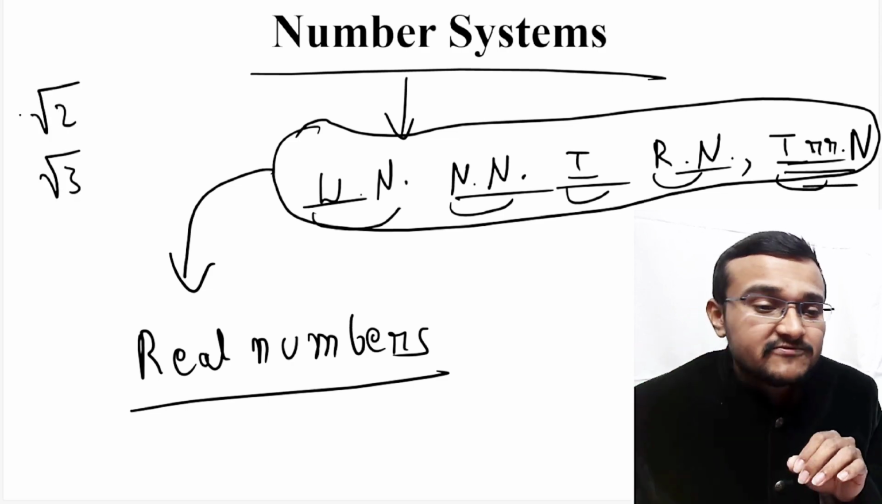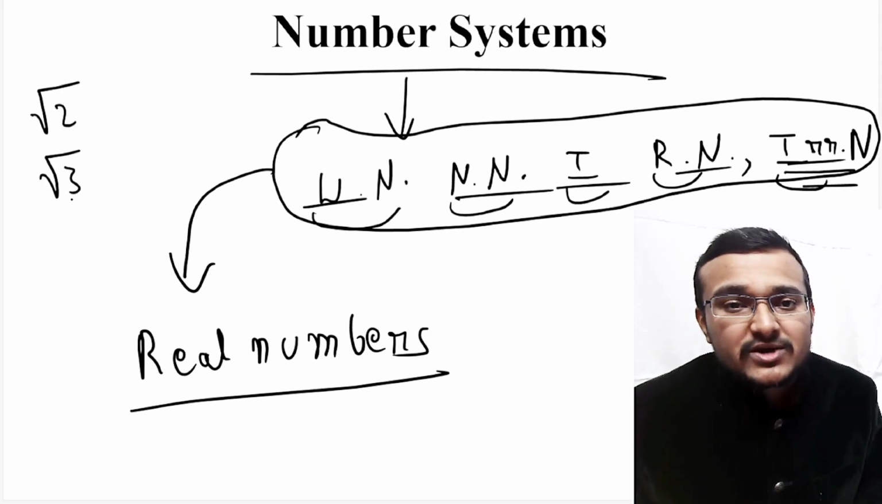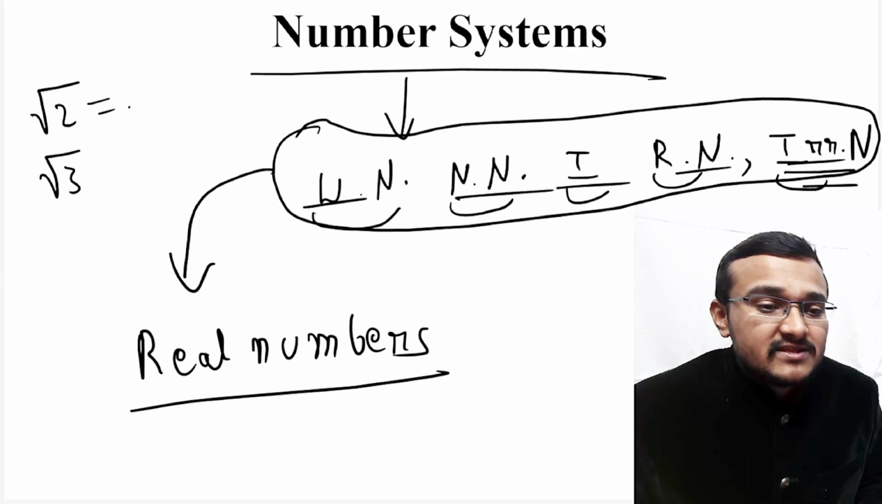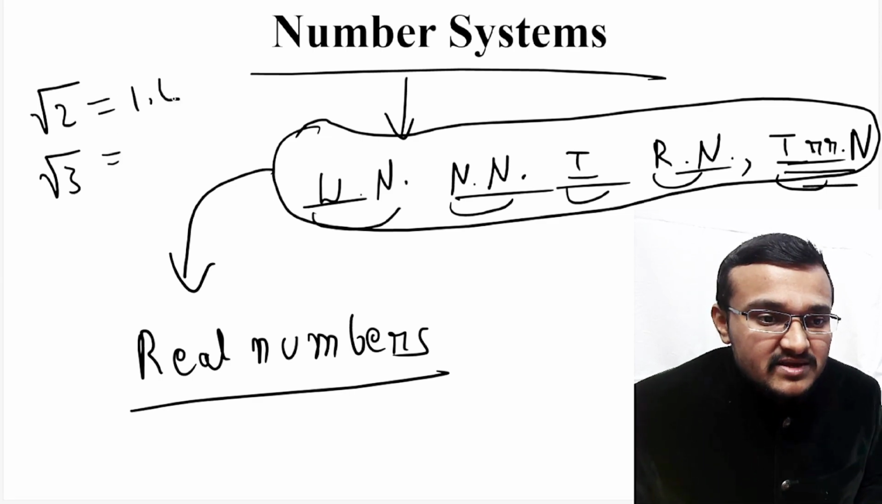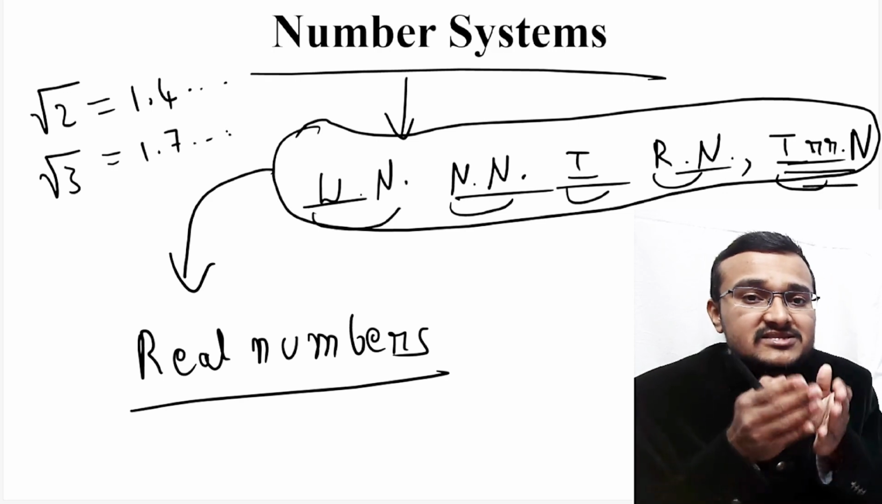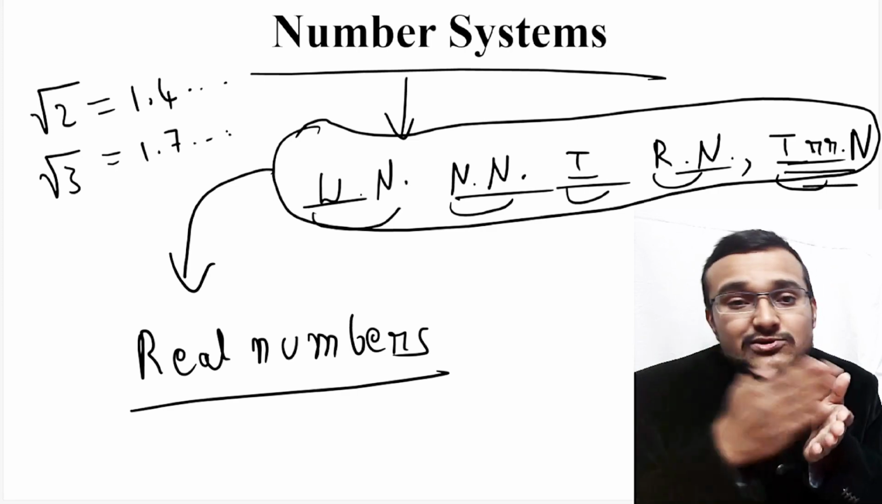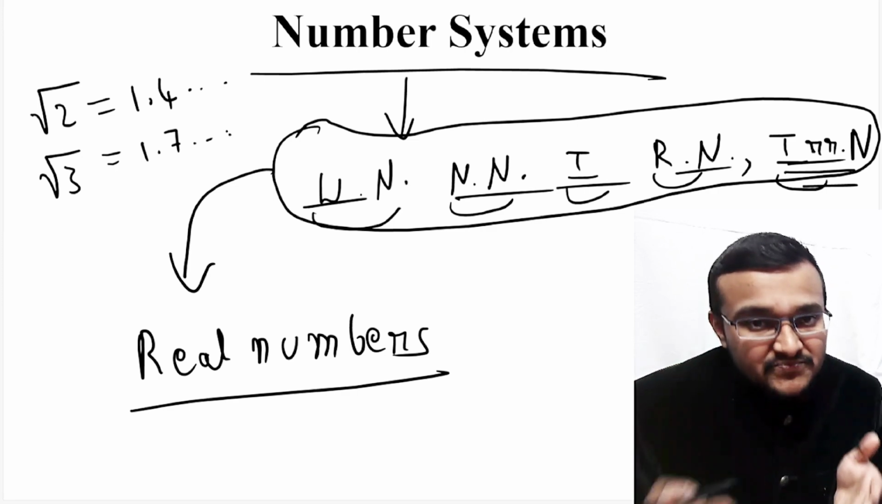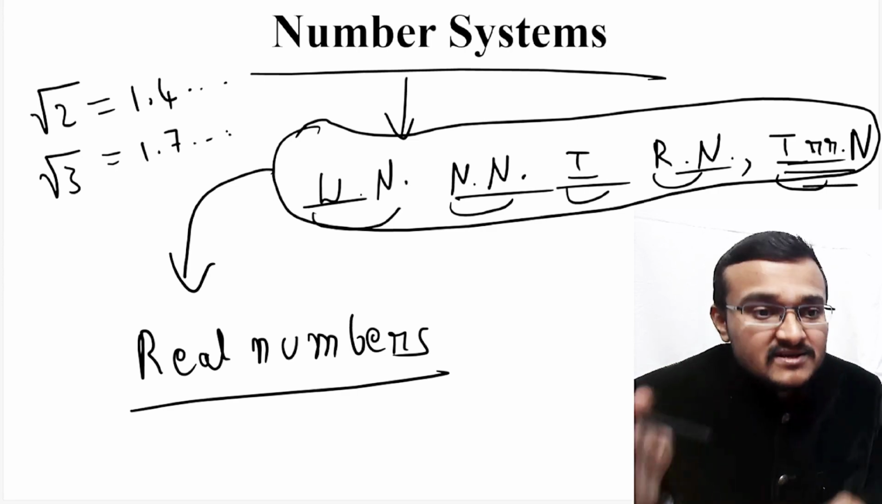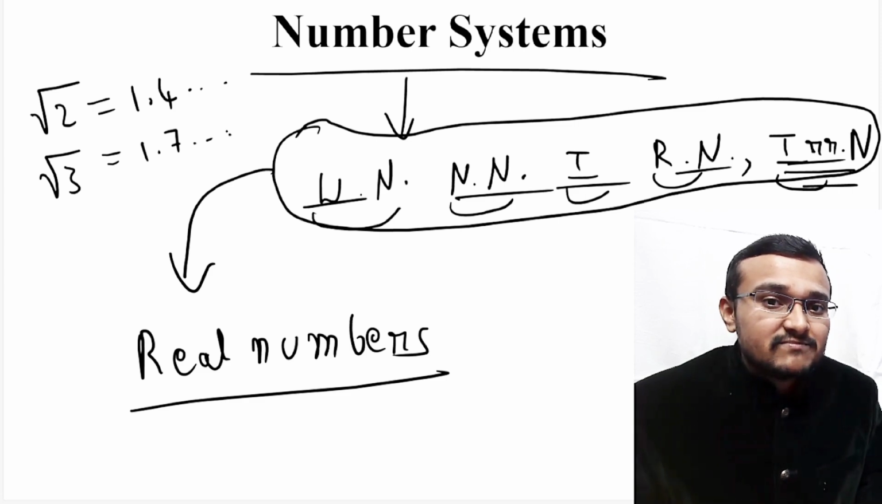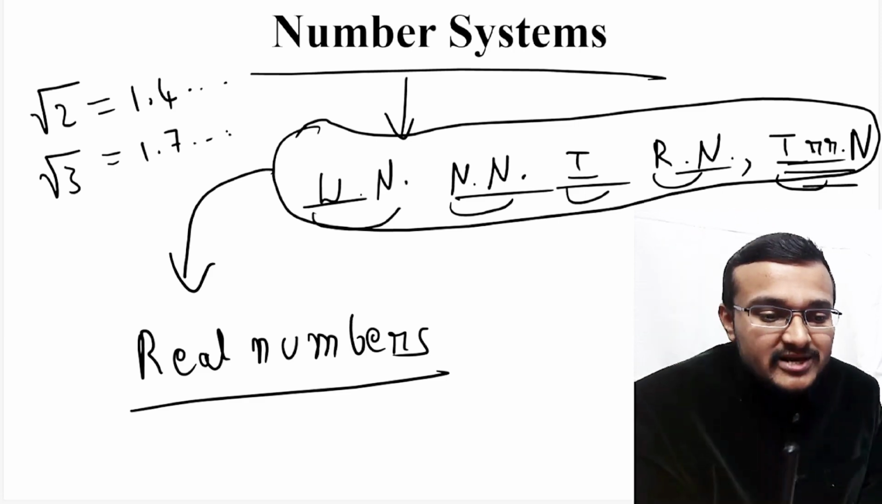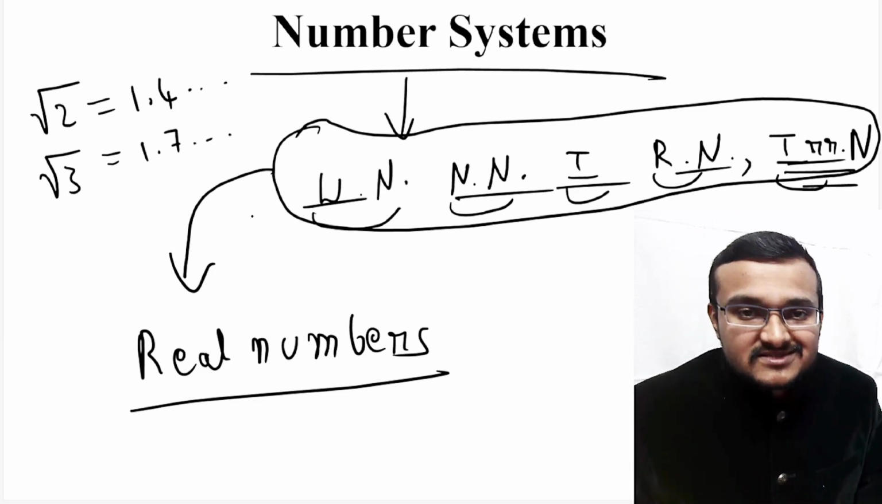rational numbers. So if you are taking the square root of 2, or the square root of 3, the value you get here is 1.4, and it goes on like this, here 1.7, and it goes on like this. That means there are infinitely many numbers after the decimal point, and those numbers are not repeating. There is no recurring pattern. Such kinds of numbers are known as irrational numbers. So those numbers are also included in this real numbers set.